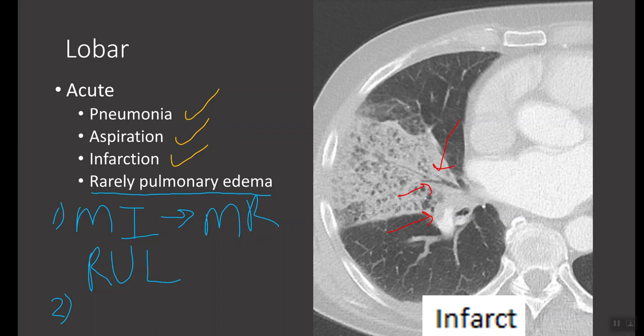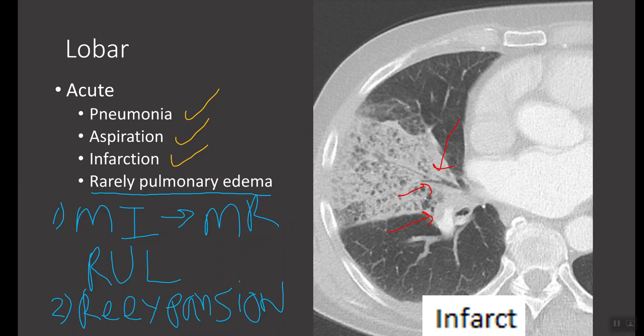Another place you could see lobar consolidation as the result of pulmonary edema is with re-expansion pulmonary edema. So when does that happen? These are people that, say, have a large right pleural effusion. The right pleural effusion is rapidly drained, and that lung then rapidly re-expands. And because it's re-expanding rapidly, it can produce extensive pulmonary edema within that lobe. And this edema that we see in the setting of re-expansion pulmonary edema can be very consolidated appearing.